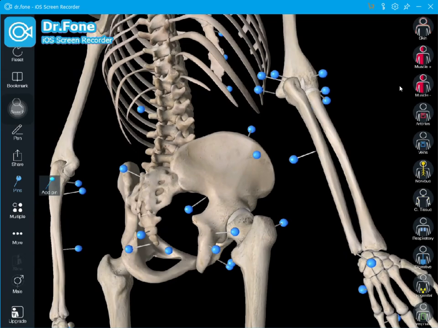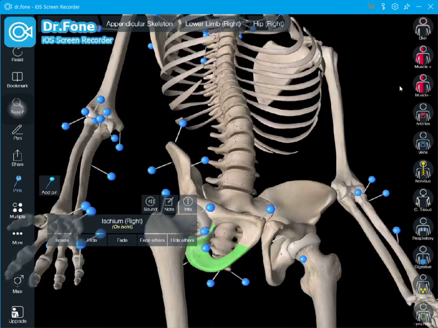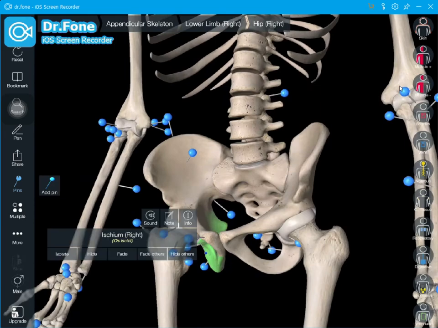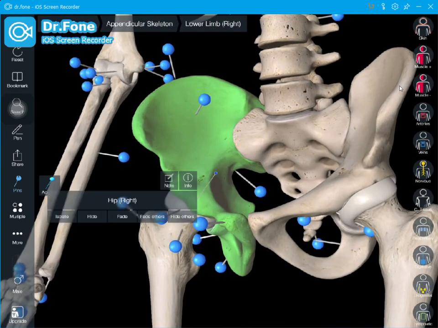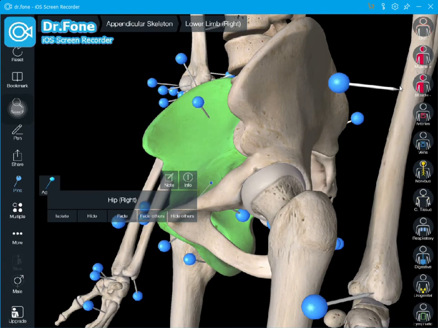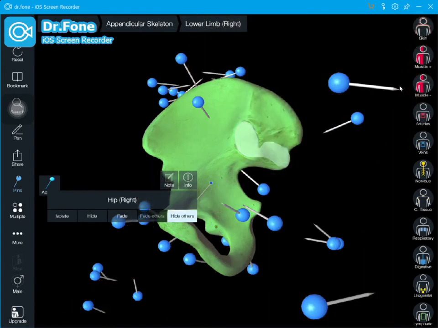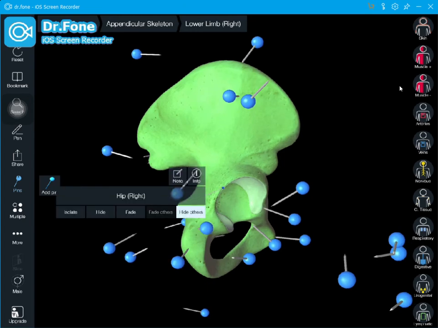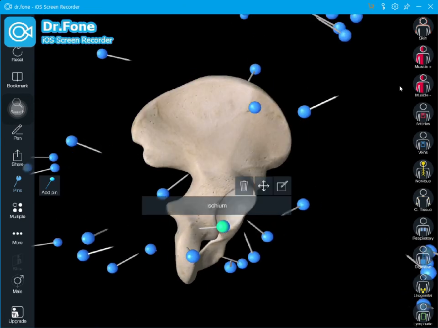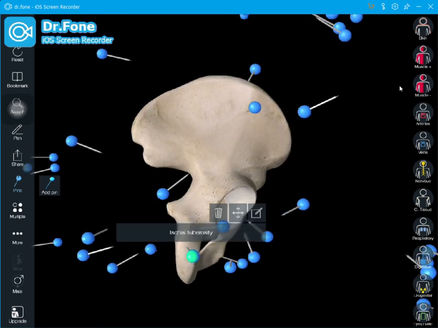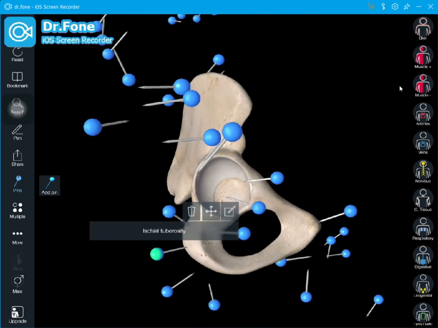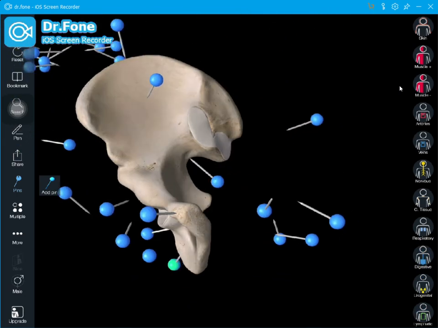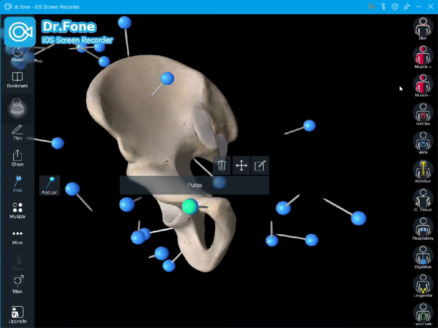This would be your ischium, the bottom portion of your hip. Let me isolate this right hip real quick so we can get a better view. So this would be your ischium, and this very bottom portion would be your ischial tuberosity. You can see it's a bit of a bump right there. Pubis.